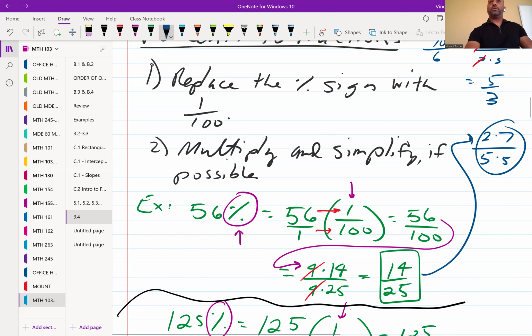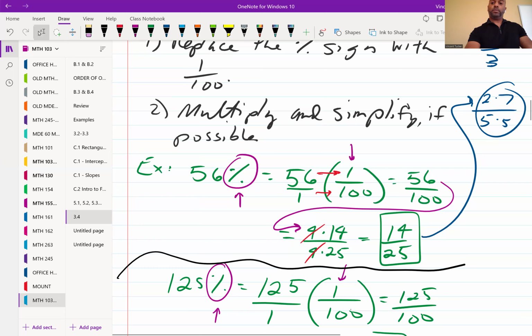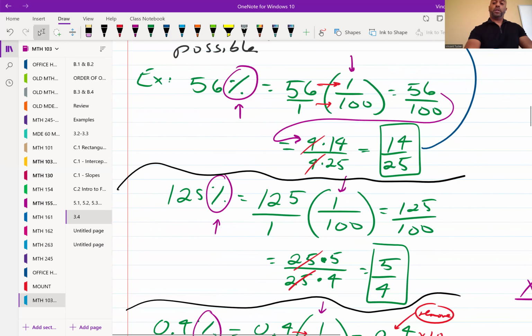Scroll up, do another one. Next one, 125%. That's 125 over 1 times 1 over 100. Same process. Just rewrite the 125 over 1 as a fraction, so we see a clean multiplication. You don't need it if you understand the process. I'm just doing it for board purposes, but we do need to replace that percentage with 1 over 100, so we can do our calculation. That'll give us 125 over 100.